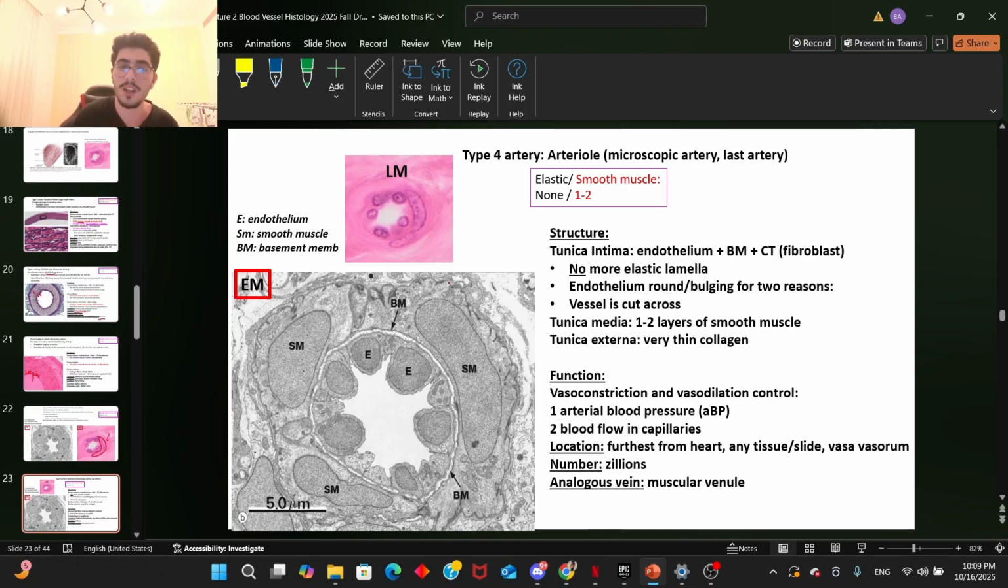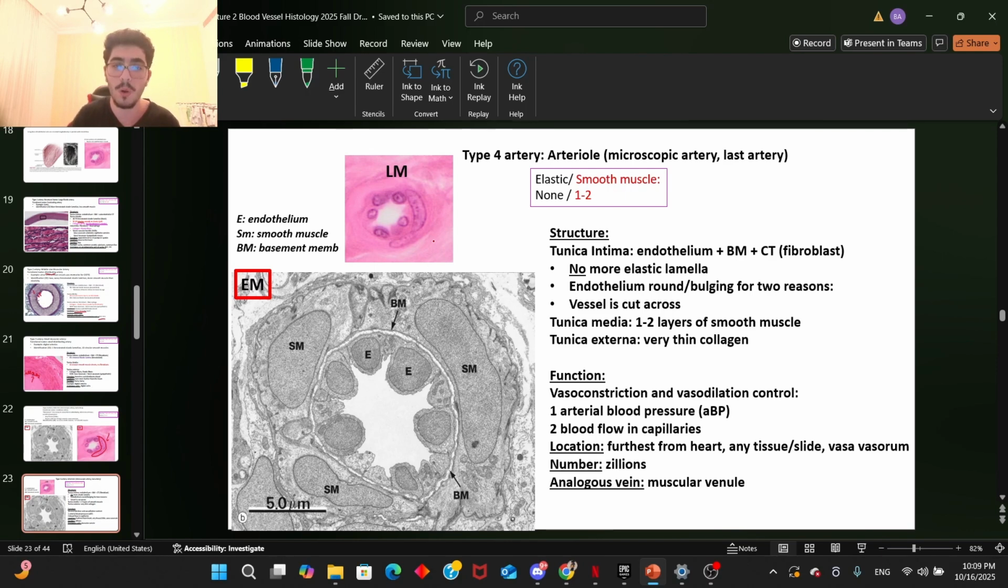Now, what is the function of these arterioles? They contain smooth muscles, so they can vasoconstrict and vasodilate. In doing so, they can control the mean arterial pressure, the systemic arterial blood pressure, and they can also change the blood flow to the capillaries. When they vasoconstrict, they decrease the blood flow to the capillaries and increase the arterial blood pressure. When they vasodilate, they increase the blood flow to the capillaries, supplying more flow, and decrease the arterial blood pressure. As for location, they're very far away from the heart.